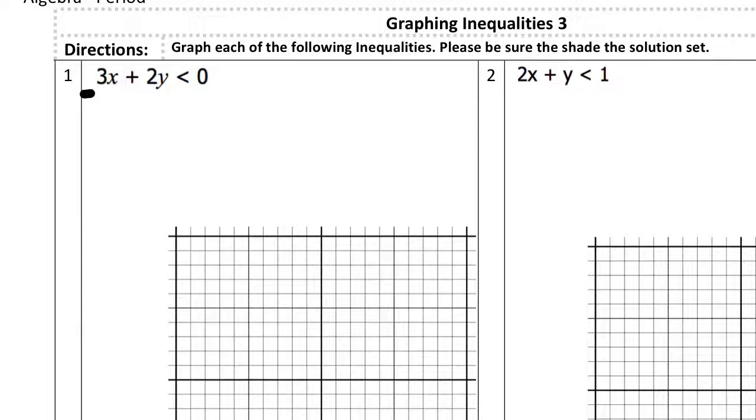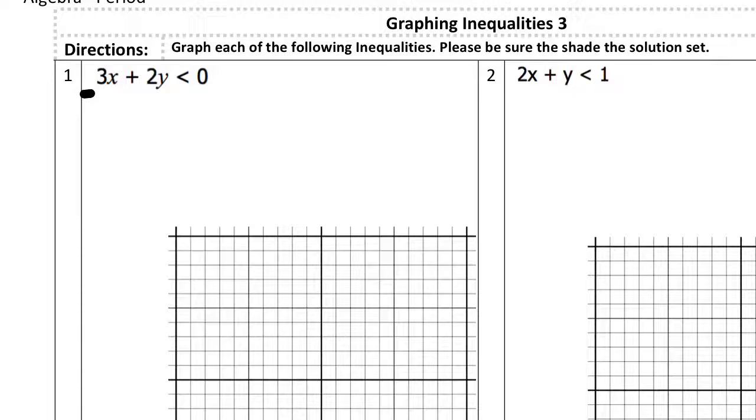So yesterday we did some problems where we were able to graph by using the intercepts. Now if you look at the problems today, the number is not a multiple of the two coefficients in front of x and y, so I can't do it that way. So instead what I have to do is solve for y and graph using m and b.